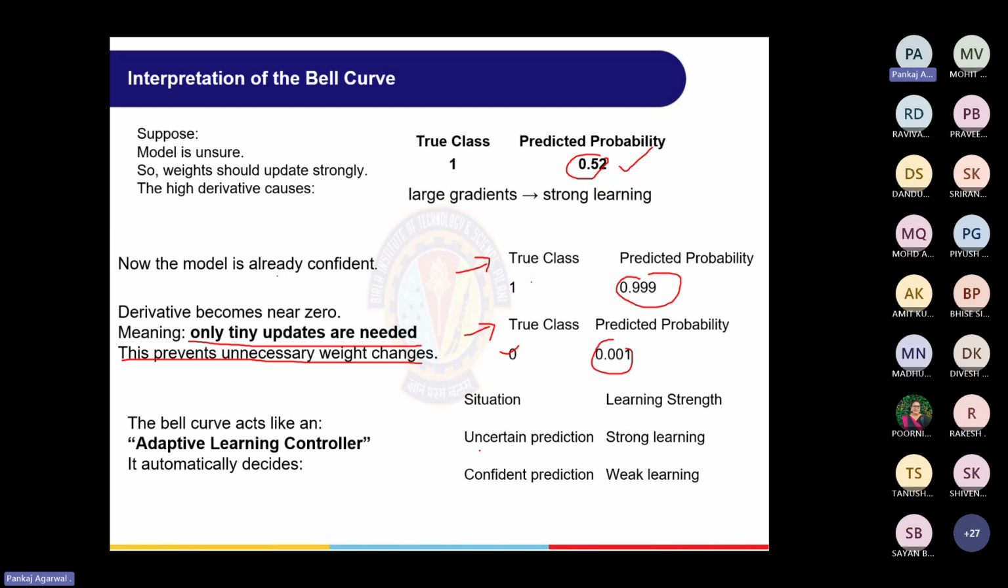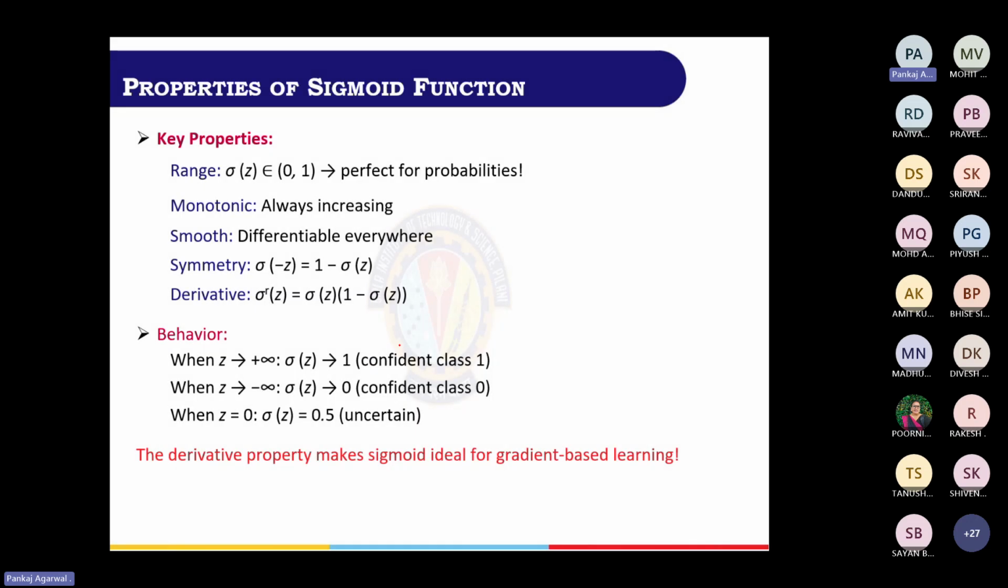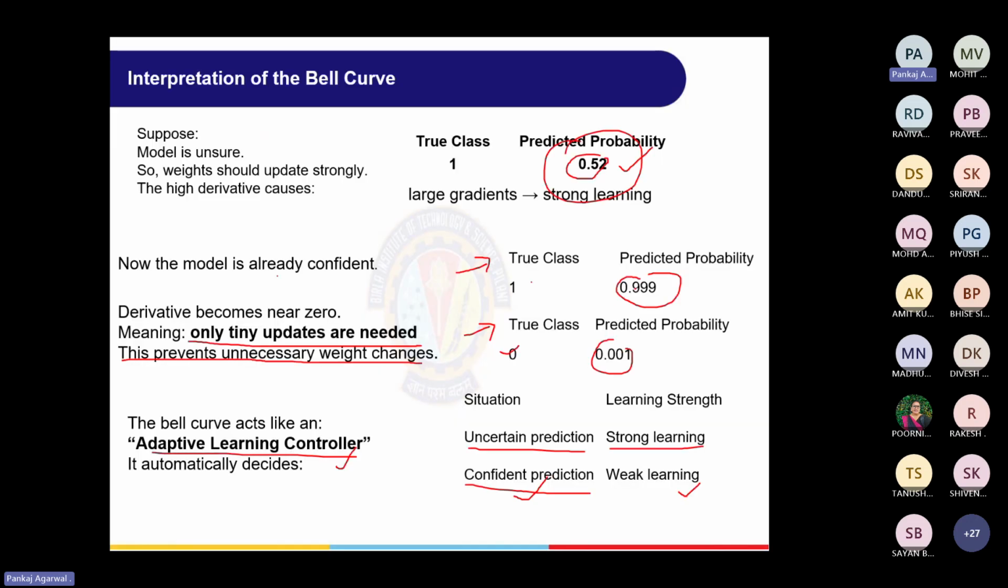So there could be a situation like an uncertain prediction. There could be a situation like a confident prediction, right? When there is an uncertain prediction, when we are towards these regions, we need strong learning, right? And when we have a confident prediction, we need weak learning, so the learning strength is weak. So the bell curve actually acts like an adaptive learning controller. It automatically decides. You getting my point?